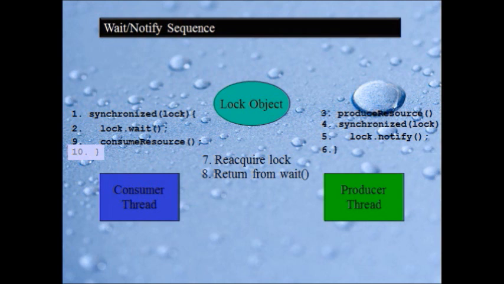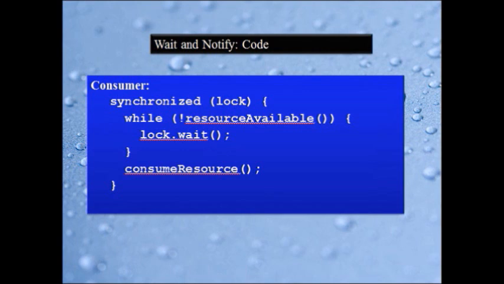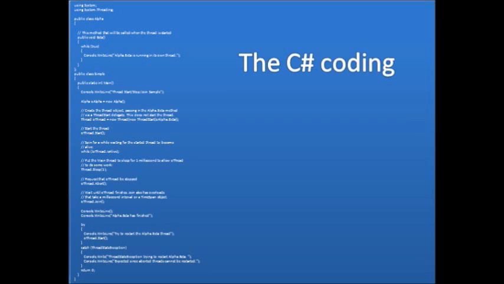This is the wait and notify code, and the wait and notify code for the consumer. This is the Java code segment, and you can try this exercise on your own and see how it runs. This is the C# code segment. And this is the C code segment.